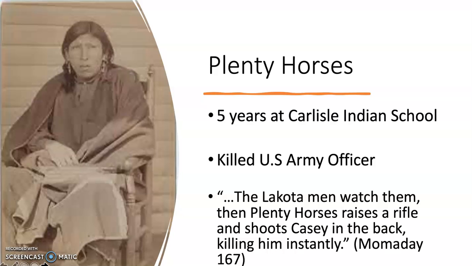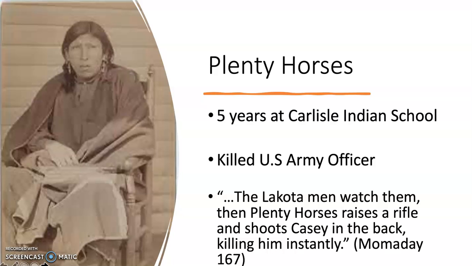A few days after the Wounded Knee Massacre, Plenty Horses and 3 Lakota men were riding on horseback when they noticed that there was an army officer and 5 Cheyenne scouts also riding on horseback. They ended up coming face to face, and there was some sort of verbal disagreement, which resulted in the U.S. Army officer and the 5 Cheyenne scouts riding off. Plenty Horses then raised his rifle and shot the U.S. Army officer, killing him, which triggered a murder trial.